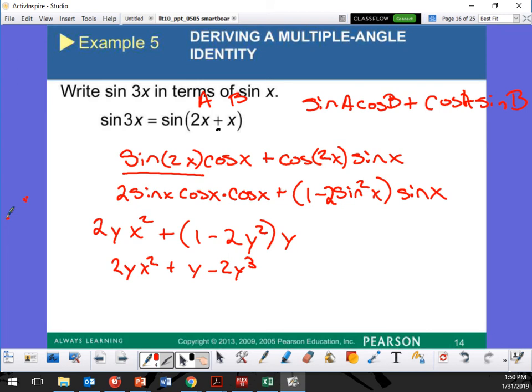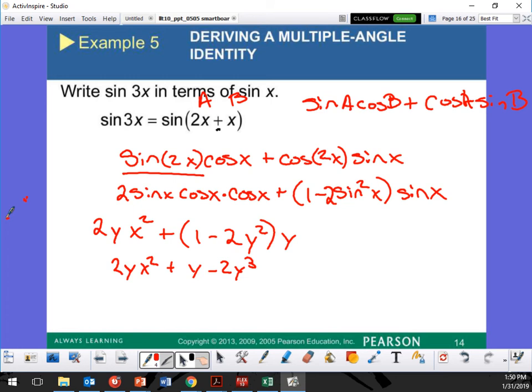Then you add the like terms together. Do I have any like terms? No, I don't have any like terms here. That's the answer. My only issue is that it said in terms of sine. Where's my cosine? That x squared is the only one that's actually keeping me from being done. So I need all y's, right? Yes, because it said so.